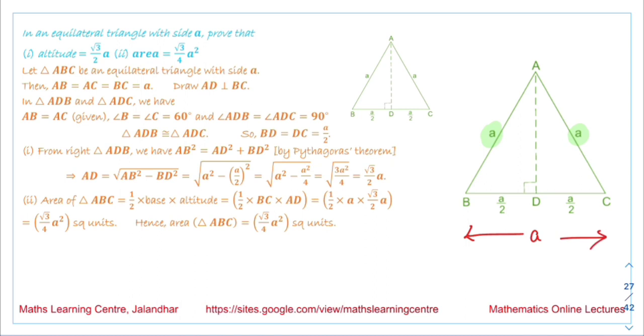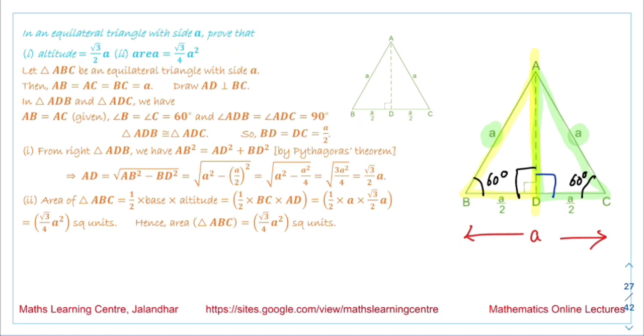Then we have drawn AD. This AD is perpendicular on BC. Now in triangle ADB and the triangle ADC, if we look at these two triangles, this angle over here is 60 degrees, and this angle over here is 60 degrees. These two angles are of 90 degree measure.